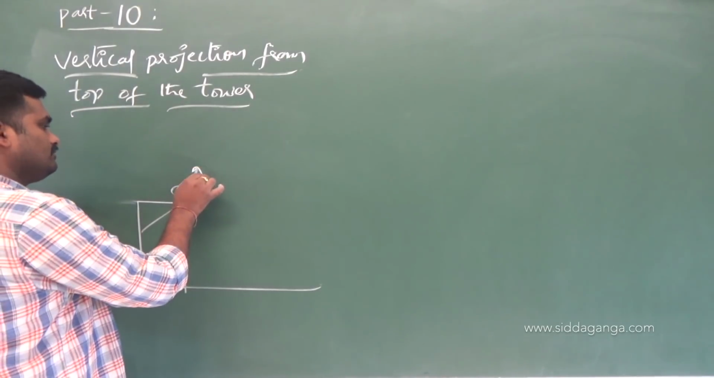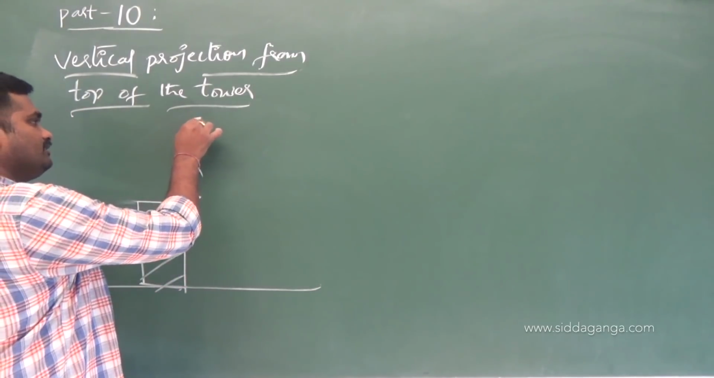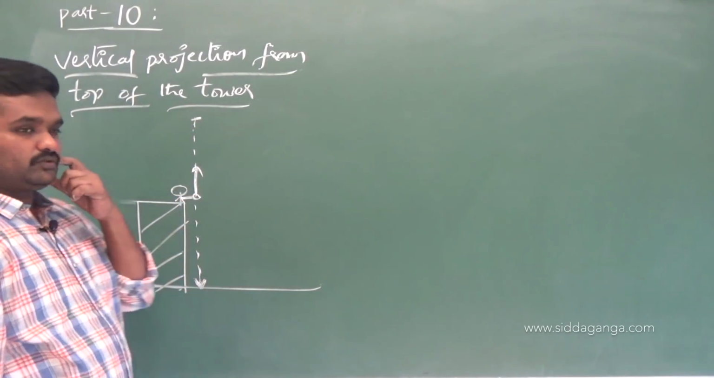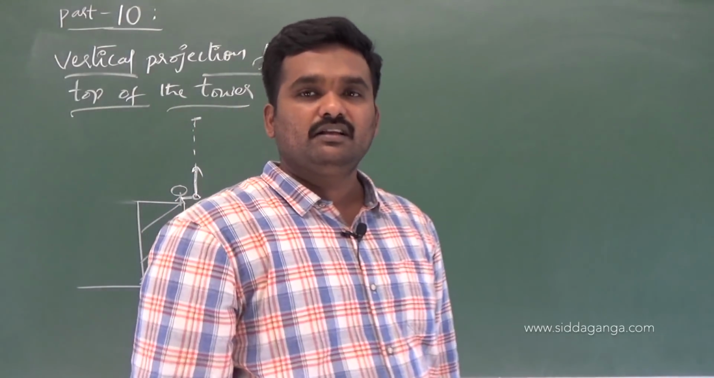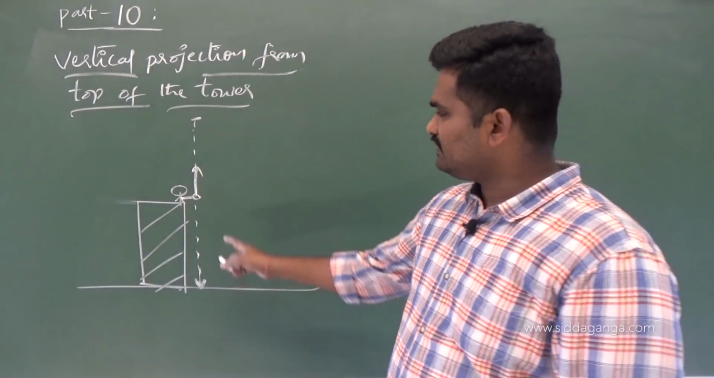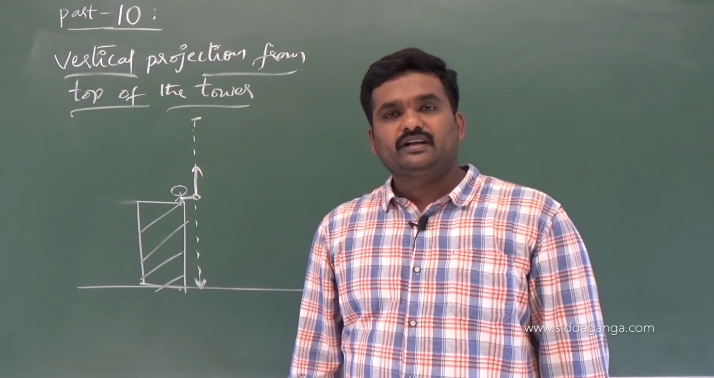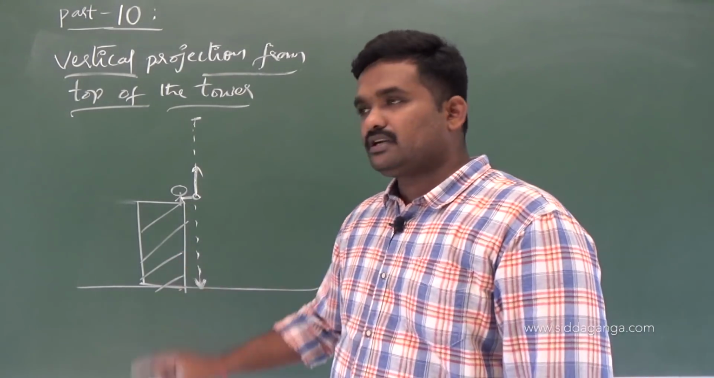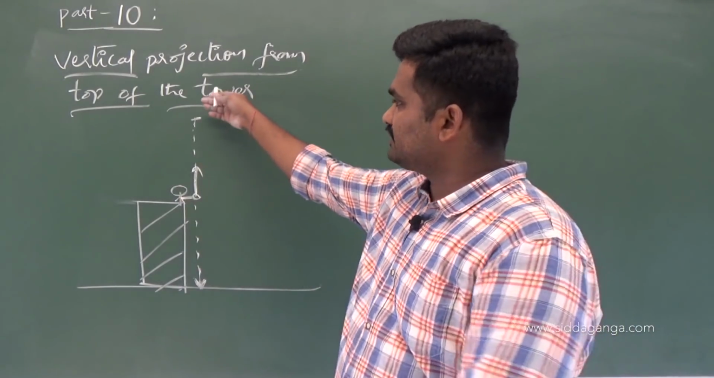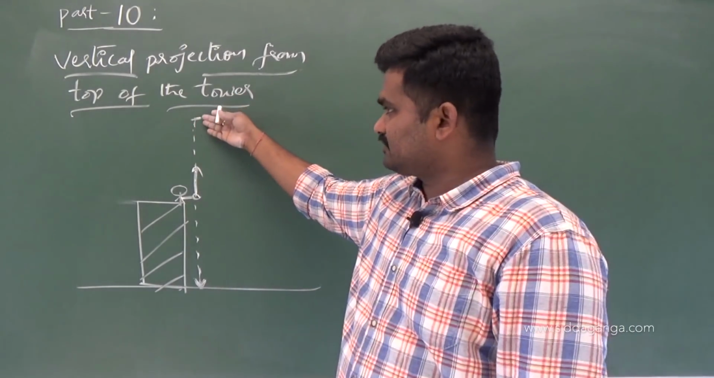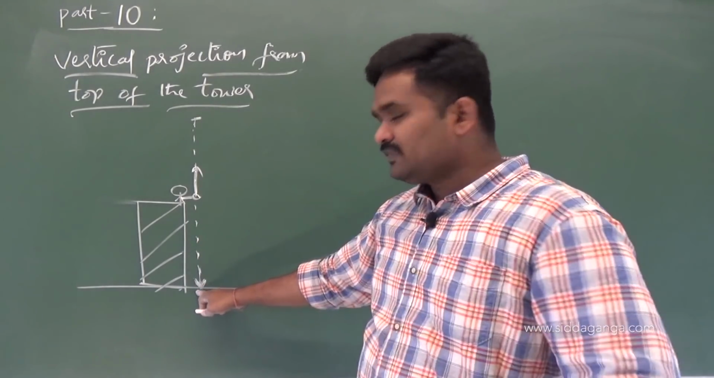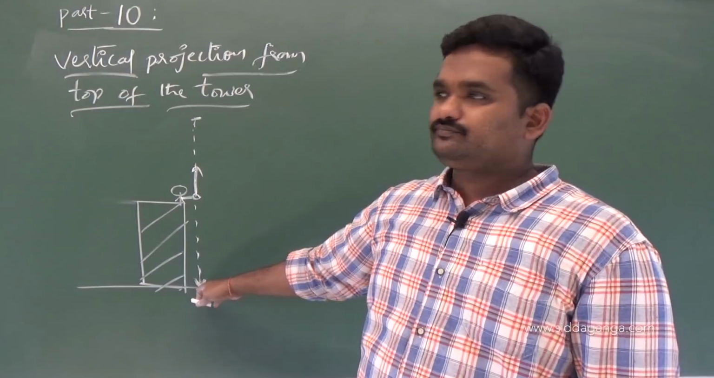What happens? No doubt it reaches the maximum height, once again comes back and it falls where? At the foot of the tower it is going to fall. This is a problem related to vertical projection from top of the tower, where the ball reaches the foot of the tower after reaching the maximum height. Once it reaches the maximum height, it makes a transition back to the foot of the tower.